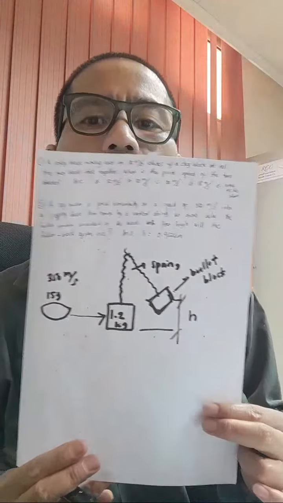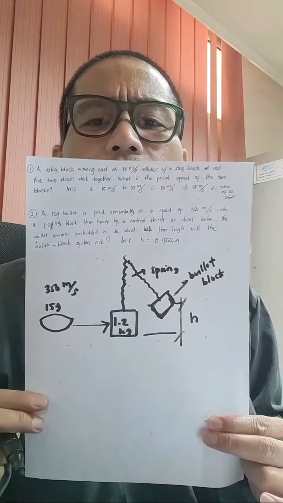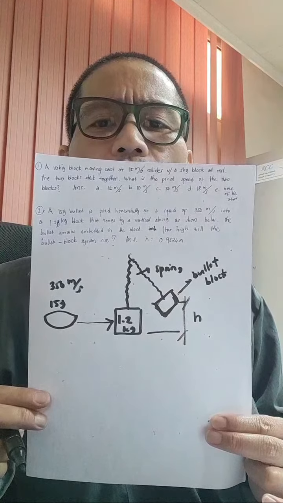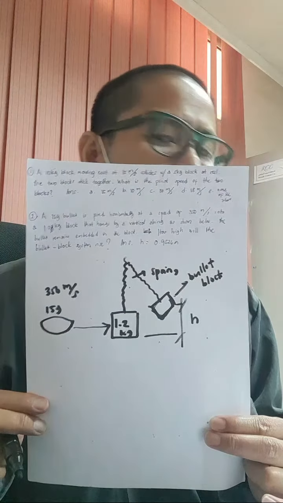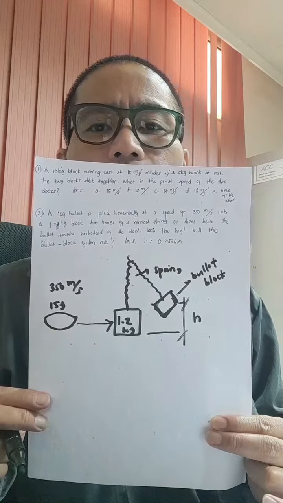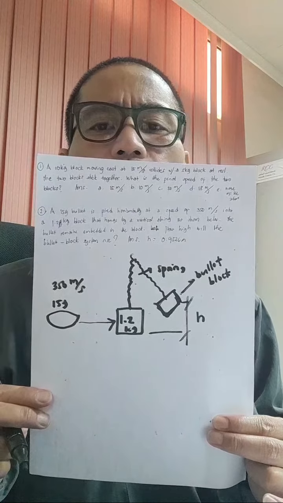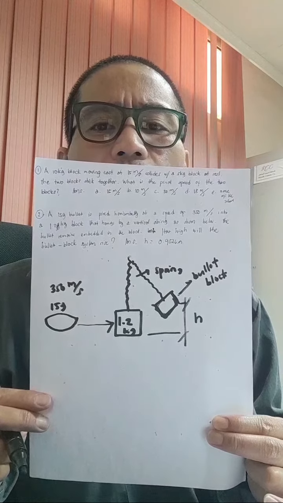So this is the bullet plus the block, like this. And then 350 meters per second. This is gonna be the illustration. There is a block hanging on a spring, and then a 15-gram bullet strikes the 1.2 kilogram block, and then it will push this block to rise to a certain height.